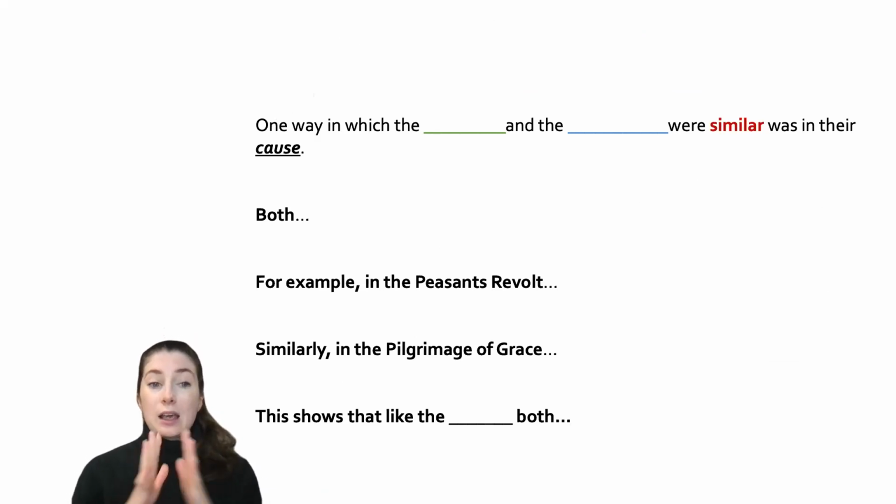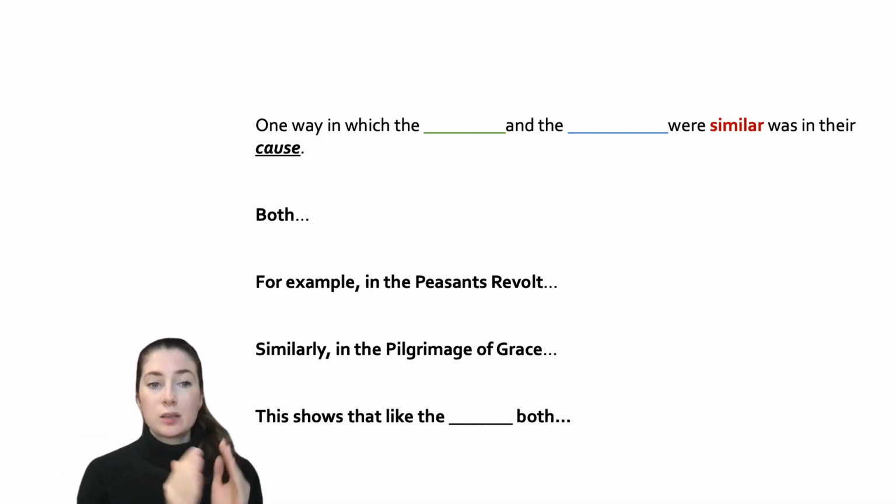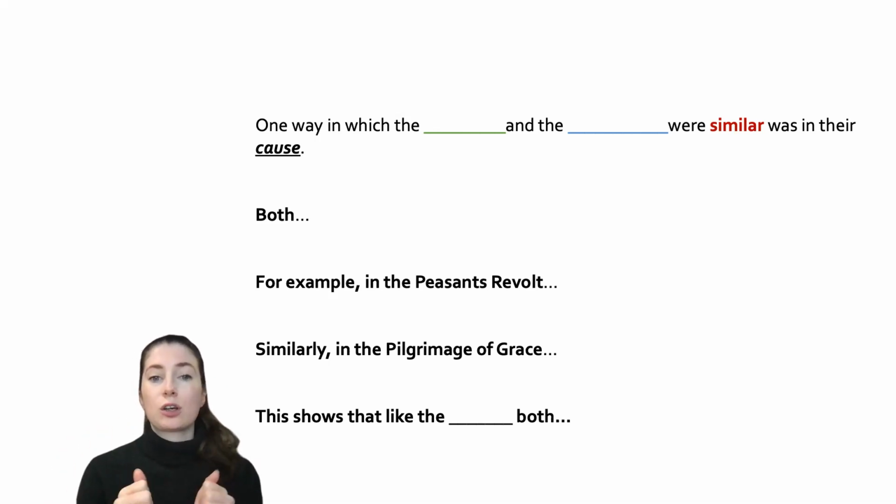There it is as a structure that you can replicate with any question. You would just need to fill in the green with event 1, the blue with event 2, check that the red word fits with your question, and make sure you're writing about the right event, so cause, event, or outcome as that underlined final word in the sentence. Both, for example, event 1, similarly, event 2, this shows, done.